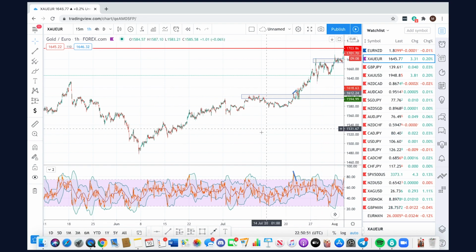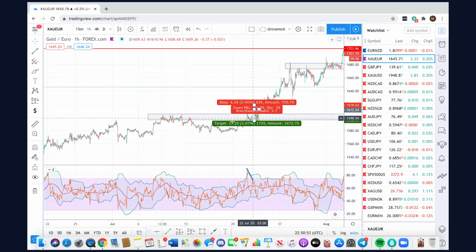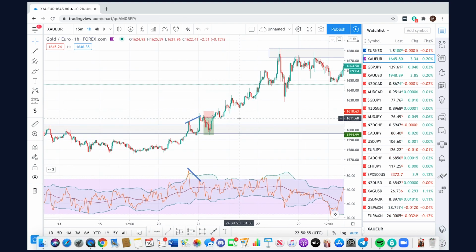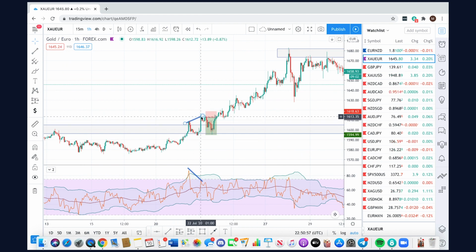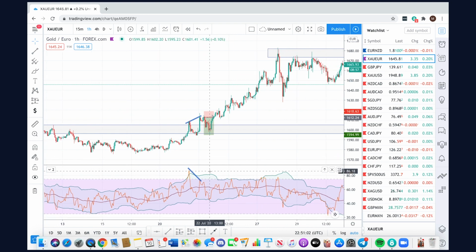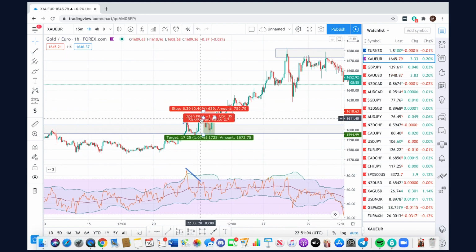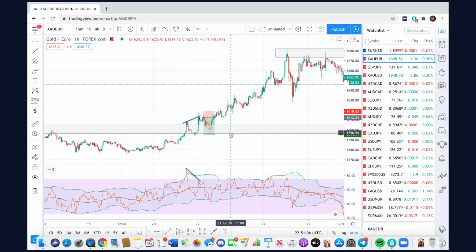We have a clear uptrend right here. We have price coming to the key level right here, and we have a clear higher high on the main chart and a clear lower high on the RSI. So I got in this trade on a sell, and this worked out perfectly as well.